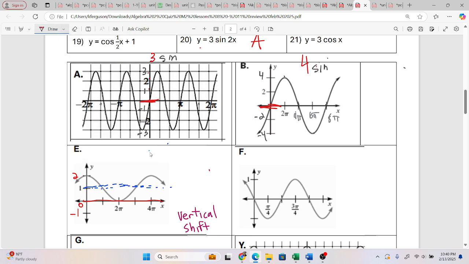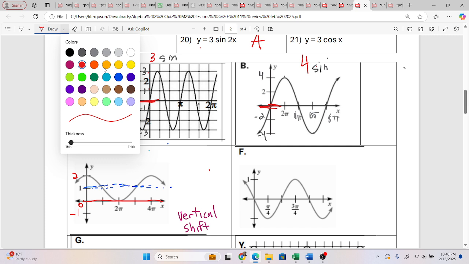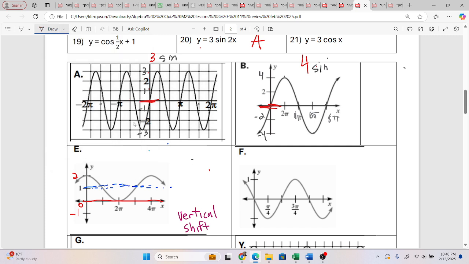Now we can get our amplitude. And we forgot to talk about what graph this is. So let's talk about what graph it is. It starts high, hits the midline, goes low, hits the midline, goes back high again to finish it off. That is a cosine graph. So that led me to believe that it's a cosine graph. And so now let's get the amplitude.